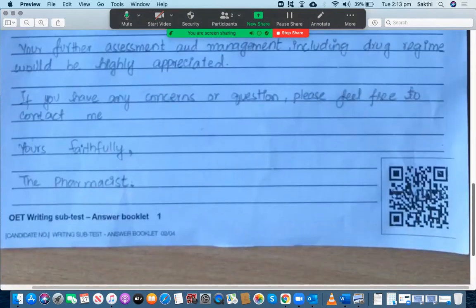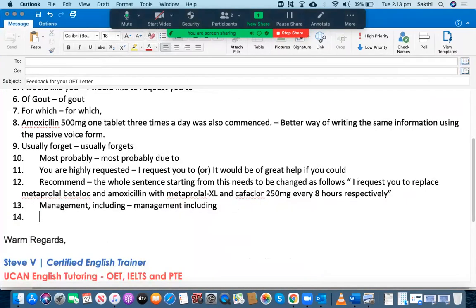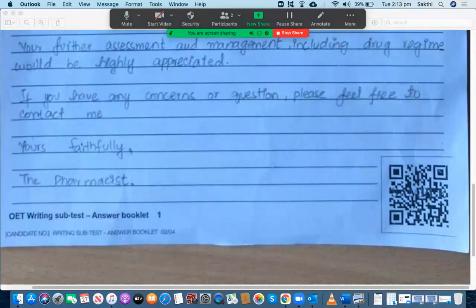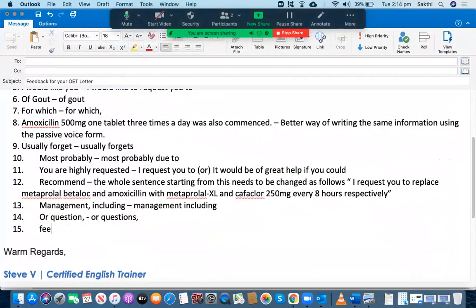Okay, if you have any concerns or question, please feel free to contact me. If you have any concerns or questions, you don't write down one question only. It's going to be many questions, isn't it? So it's better to write down questions. That's much better. And "please feel free to contact me" is okay. And where is the full stop? I can't see the full stop. But "feel free to contact" is okay. I mean, it's not that bad.